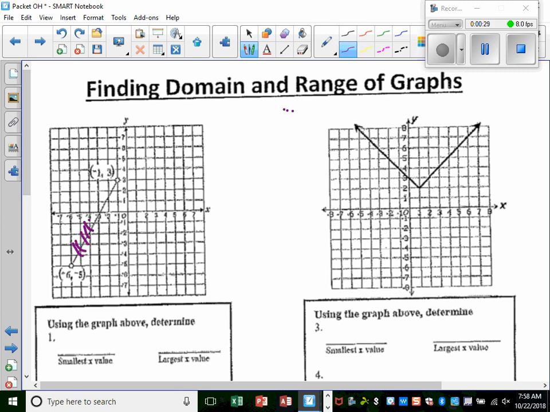I mean, there's so many points on this graph. I mean, even including decimals, there's no way that you could actually list every single point on this particular graph right here. It would be impossible. So what do you do with graphs that are continuous? Like you can tell this one continues on forever.